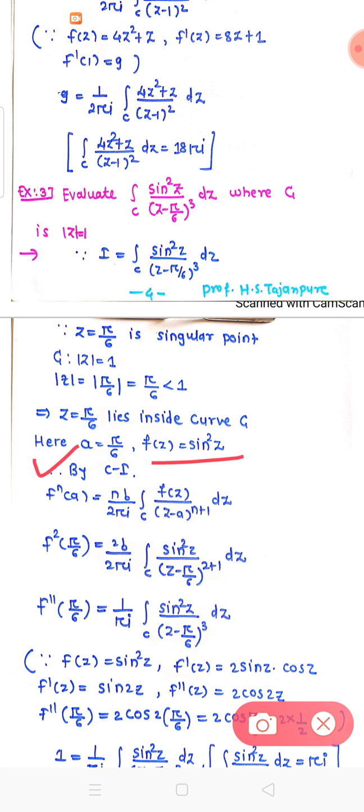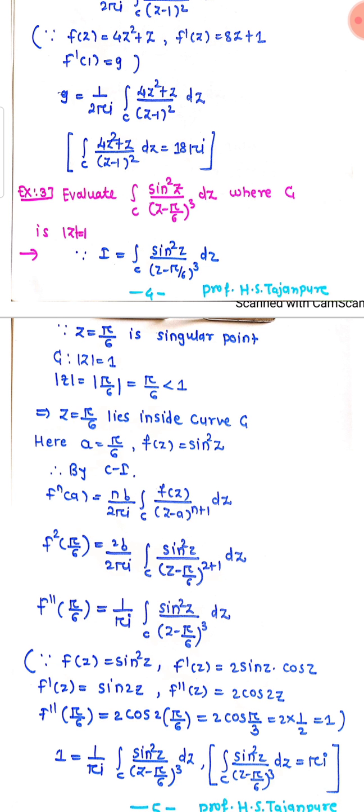Now, once you get a and f of z, then by Cauchy's integral formula, f raised to n of a is equal to n factorial upon 2 pi i, integration over the closed curve C of f of z upon (z minus a) bracket raised to the power n plus 1 dz. Now, again we have to choose the suitable value of n. The suitable value of n will be 2, because you see the power of the denominator term, that bracket raised to the power 3, is there. So that's why we are going to substitute the value of n as 2.